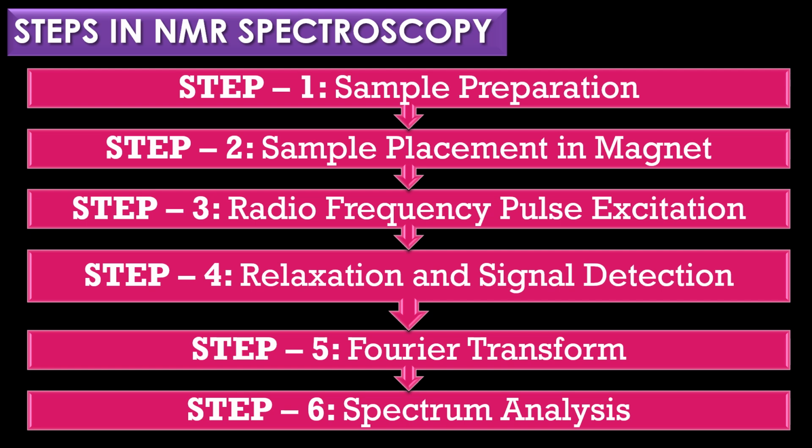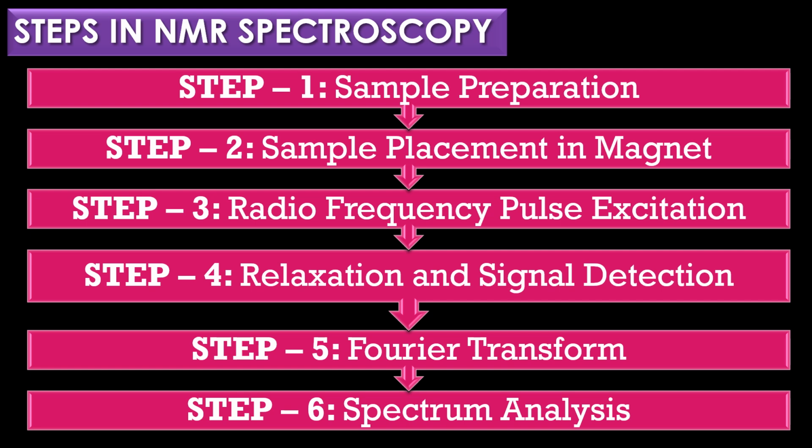The second step is sample placement in magnet. The NMR tube is inserted into the probe, which is located inside the magnetic field of the NMR instrument. The third step is RF pulse excitation. A short RF pulse, or radio frequency pulse, is applied to excite the nuclei in the sample. This pulse disturbs the nuclear spins, aligning them temporarily against the magnetic field.